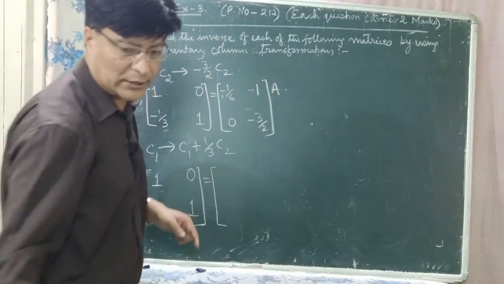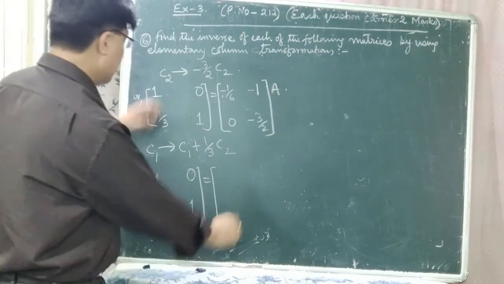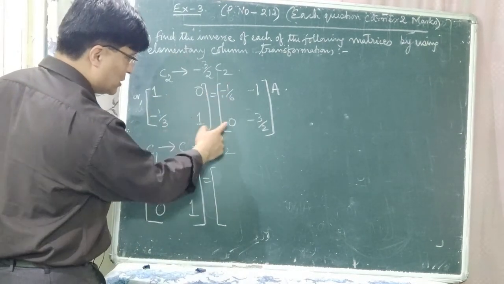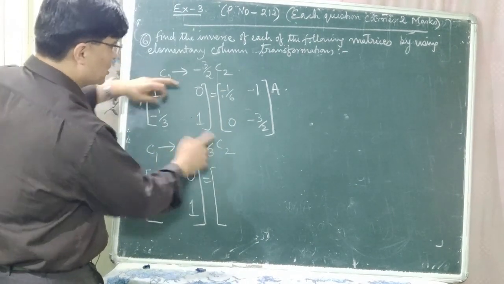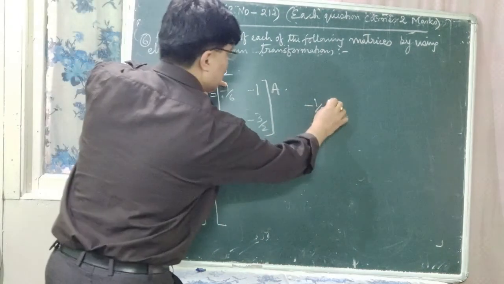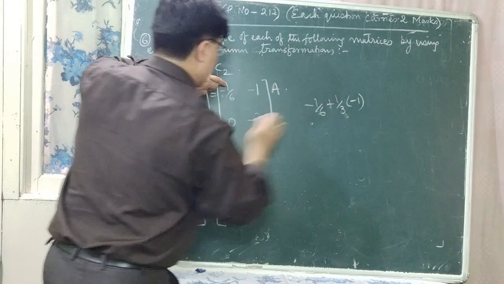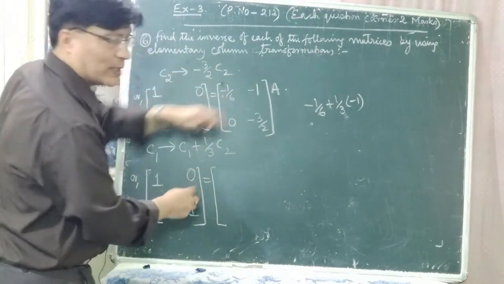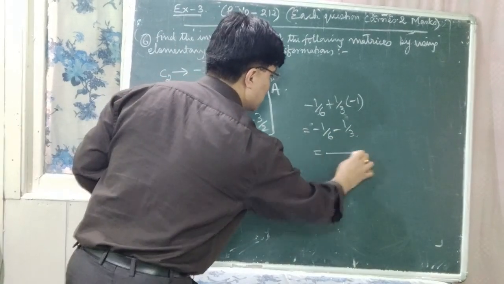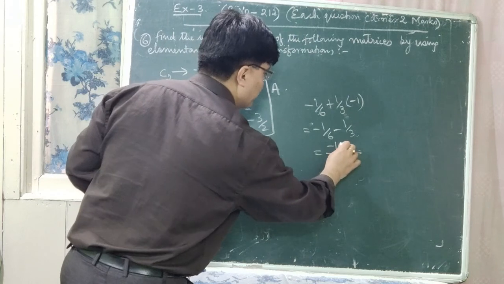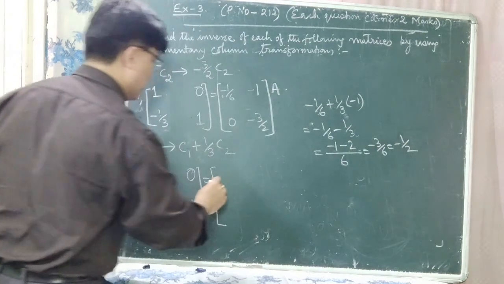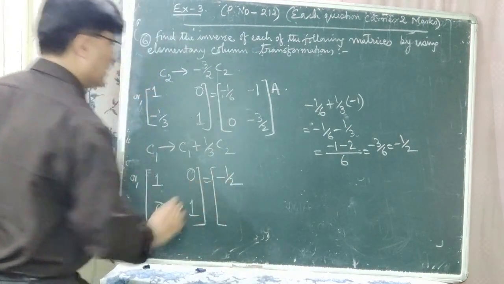So let us do the rough work out here. How will you change it? C1 is equal to, this column 1 is changing. How does it change? C1 plus 1/3 C2. Now C1 means minus 1/6, right? Plus 1/3 into minus 1, this C2 means minus 1. So let us simplify it. Minus 1/6 minus 1/3. What's the LCM? 6, minus 1 minus 2, which is equal to minus 3/6, which is equal to minus 1/2. So this is your minus 1/2.